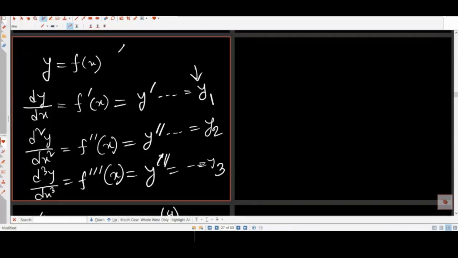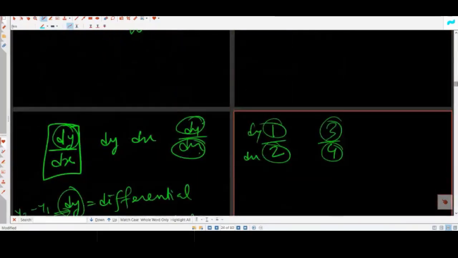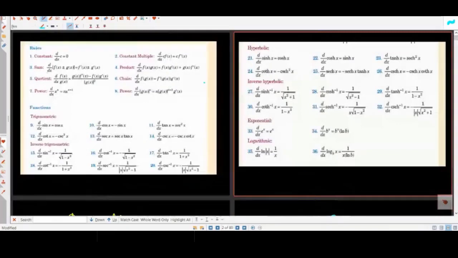So these are the notations for derivatives. First derivative, second derivative, third derivative. But normally we use dy dx, d squared y dx squared like this. f prime x, f double prime x, y prime, y double prime. So you have to know all the notations that we use in differentiation. And now let's come to the techniques or rules that are applicable in differentiation.